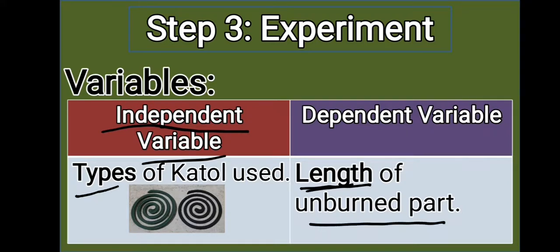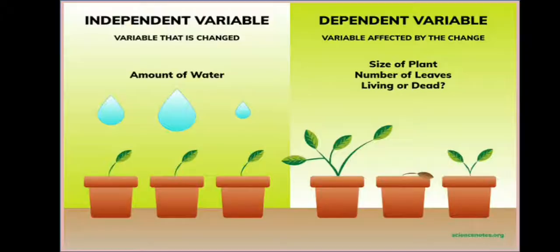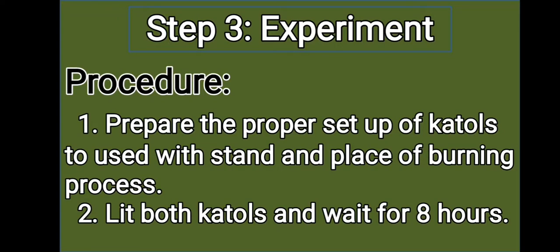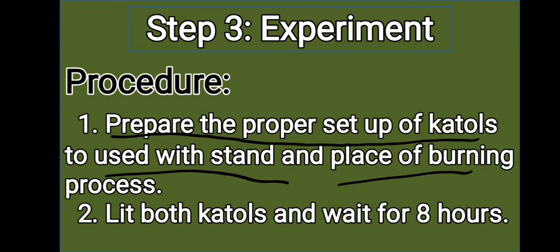Now, aside from variables, you need also to make your own procedure for conducting the experiment. Your procedure must be fair. So I have here prepared the proper setup of katols using a stand and placed burning flashes. Then light both katols and wait for 8 hours.